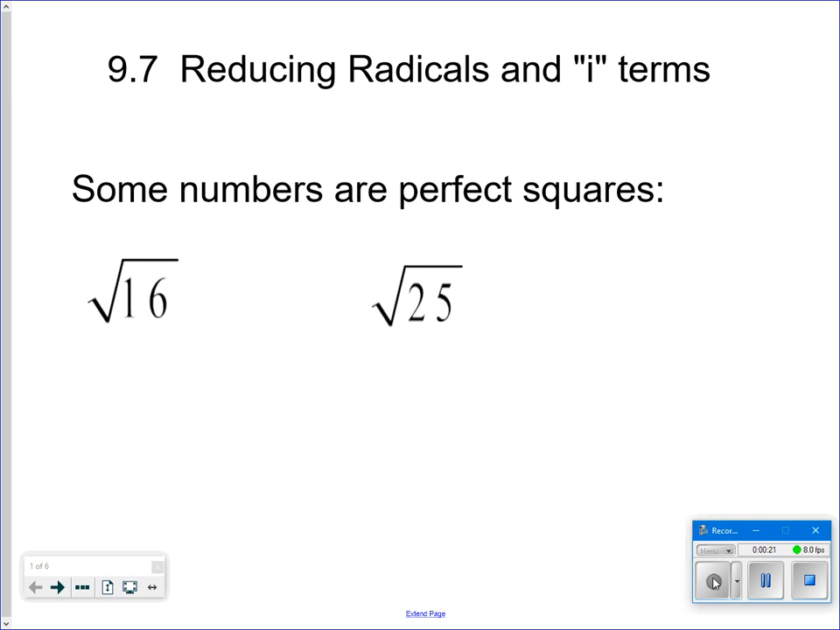Everybody should have their half sheet of perfect square numbers. If you lost yours or can't find yours, you can always find it in Google Classroom. I have copies listed in your Chapter 9 materials. I'll post one in there for you. And otherwise, I'll just put a list of perfect squares here on the side that we could use. You could write this in your notes as well.